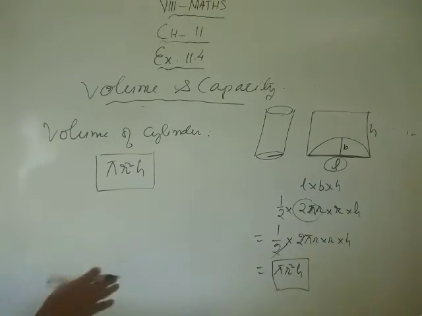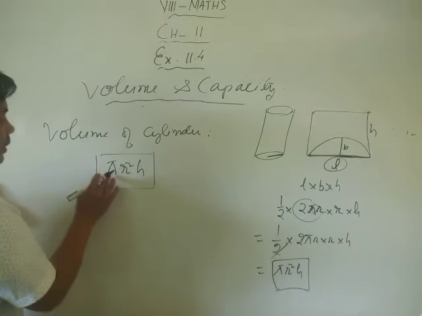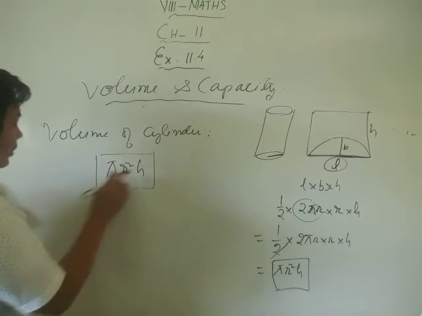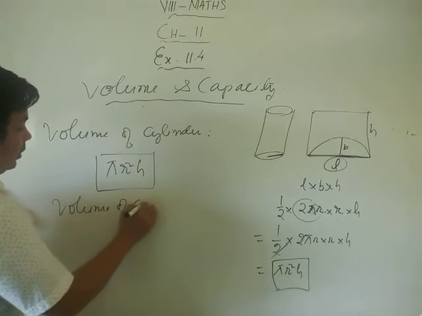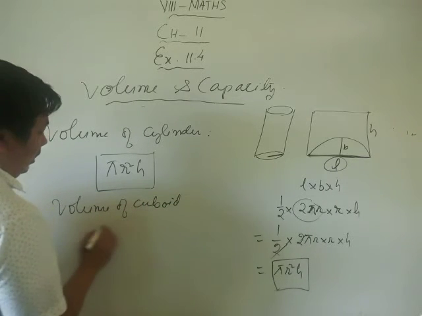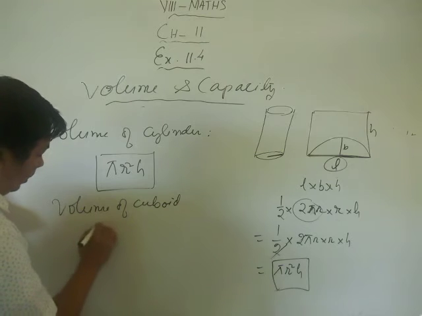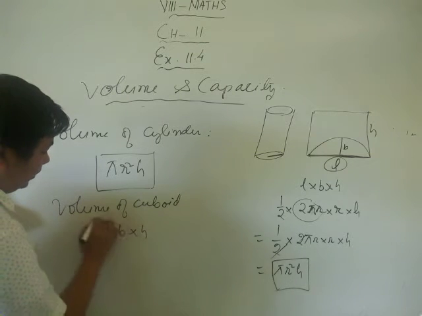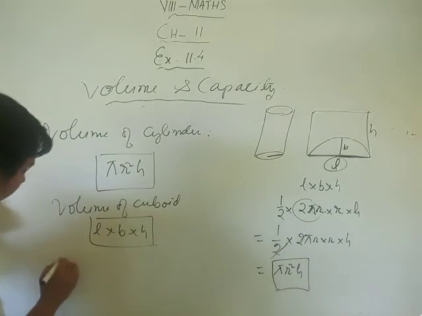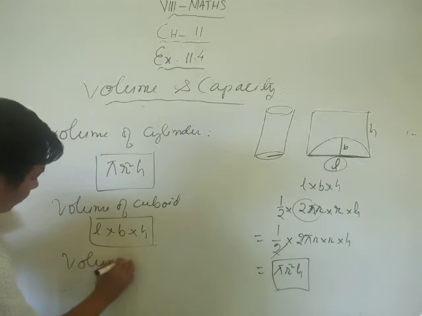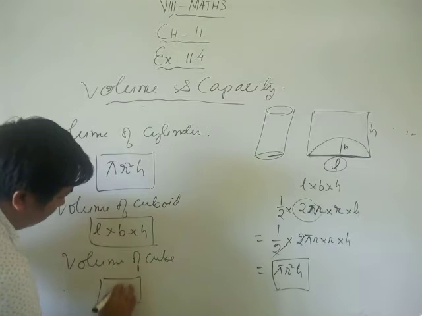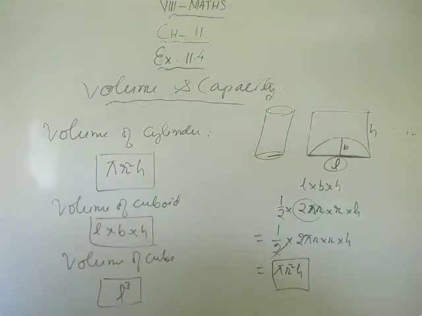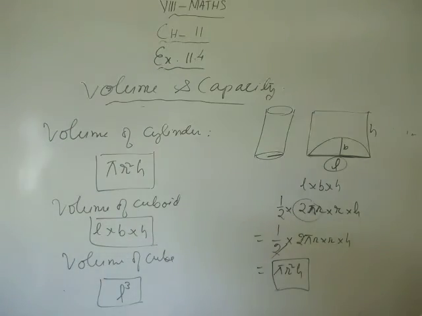One more review here again. Volume of cylinder is pi r square h. The volume of cuboid is length into breadth into height. Then volume of cube is equal to L cube. That's all. This trick you remember, and we'll go for the next exercise 11.4.